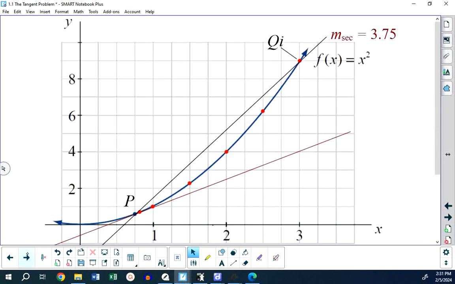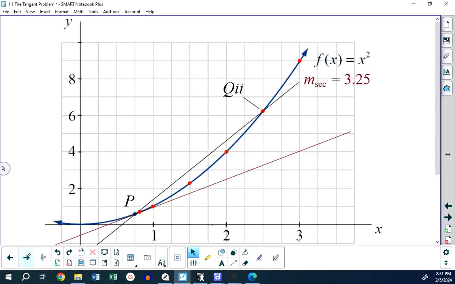This secant line from P to Q1 has a slope of 3.75. Would you agree that the slope of that secant line is different than the slope of the tangent line? Glaringly obvious, right? Way, way too big. But we've discovered that the slope of the next secant line is 3.25. Would you agree that the slope of that secant line is really mathematically nowhere near the slope of the tangent line? But would you agree it's better? It's closer to the slope of the tangent line, rather.